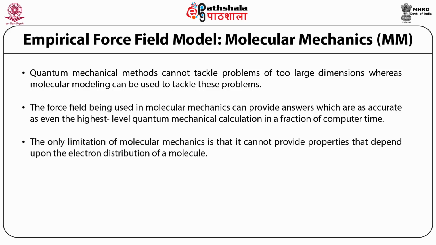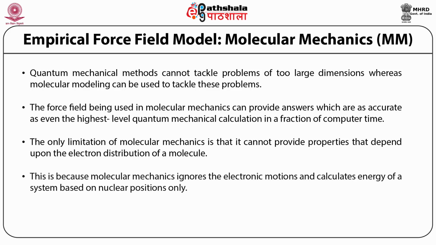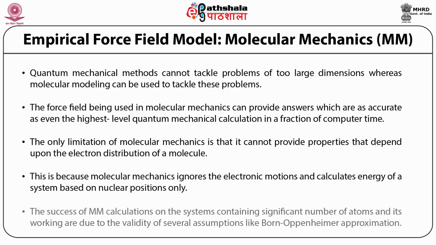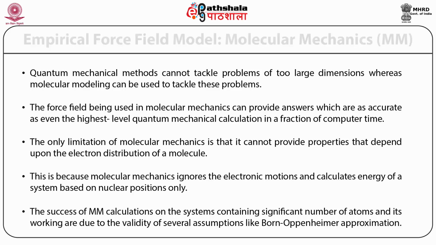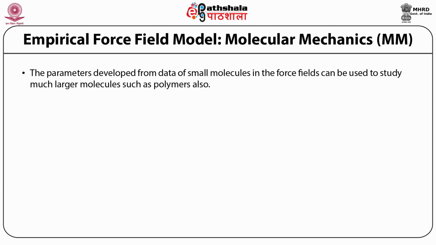The only limitation of molecular mechanics is that it cannot provide properties that depend upon the electron distribution of a molecule. This is because molecular mechanics ignores the electronic motions and calculates the energy of a system based on nuclear positions only. The success of molecular mechanics calculations on systems containing a significant number of atoms, and its working, are due to the validity of several assumptions like the Born-Oppenheimer approximation. The parameters developed from data of small molecules in the force fields can be used to study much larger molecules such as polymers also.